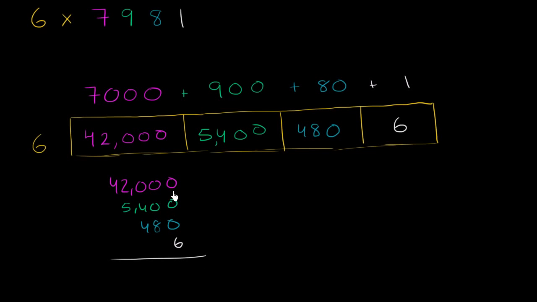and we get, let's see, in the ones place we just have a 6, in the tens place we just have an 8, in the hundreds place 4 plus 4 is 8, in the thousands place 2 plus 5 is 7, and then finally in the 10,000s place we still have a 4. So we get 47,886. So this is equal to 47,886.